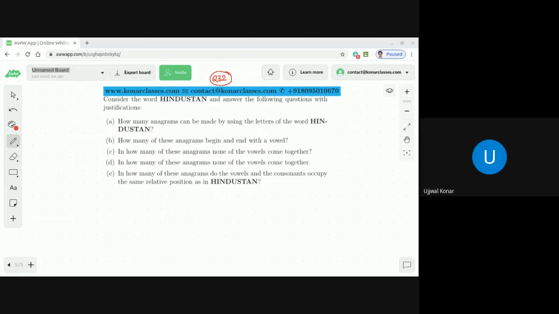Total number of anagrams means total number of patterns. You can give the answer in the form of a formula. Later you can compute and find the value exactly.